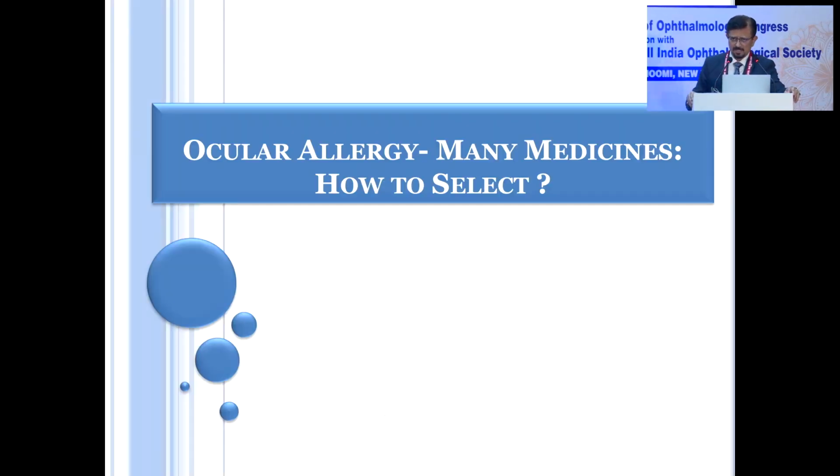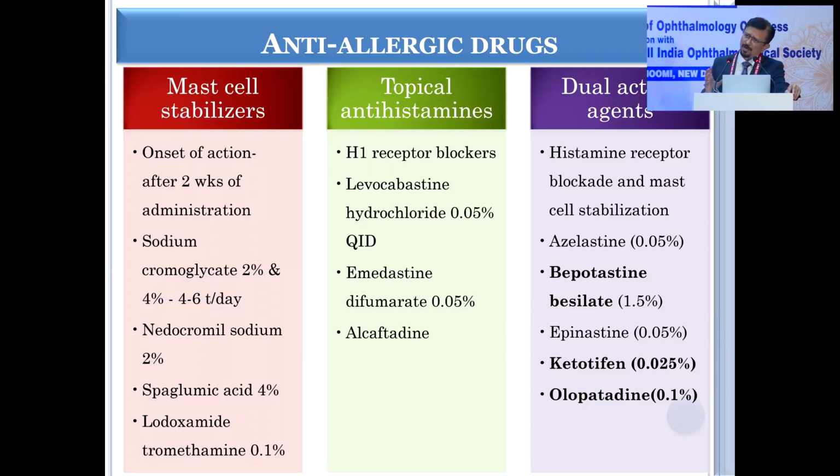So there are many medications. We have to decide how to select, how to go about, how to make our own protocol so that it fits, and that can differ with different individuals, in different geographic conditions, and with different environmental conditions, like cities where there is more pollution and cities where there is less pollution. So many factors are involved in managing these cases. Let me go through a certain group of drugs, and then I will come to the protocol that I follow. The anti-allergic drugs can basically be grouped into mast cell stabilizers.